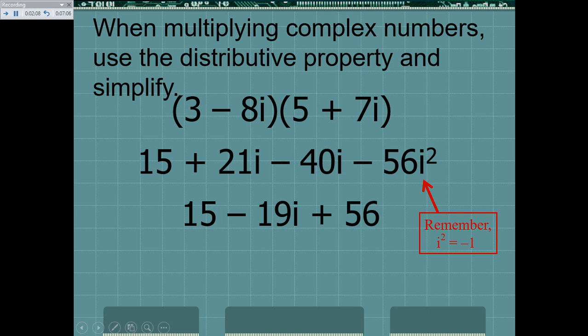Now again we come to the previous process of addition. Add 15 with 56, and minus 19 iota will remain unchanged. By 15 and 56 we will get 71, minus 19 iota. So this is the multiplication.